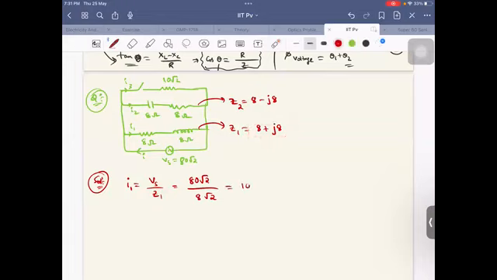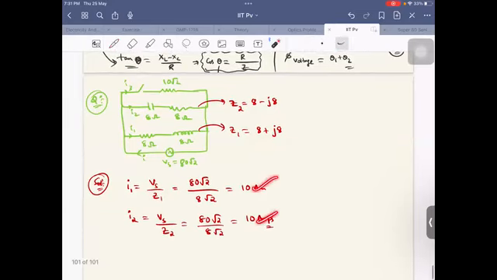I1 is how much, sir? I1 is 10 amperes. Similarly, I2 is how much? I2 is also Vs by Z2 only. Vs by Z2 means again 80 root 2 by 8 root 2. So the answer is again 10 amps. But what's the difference between these two?